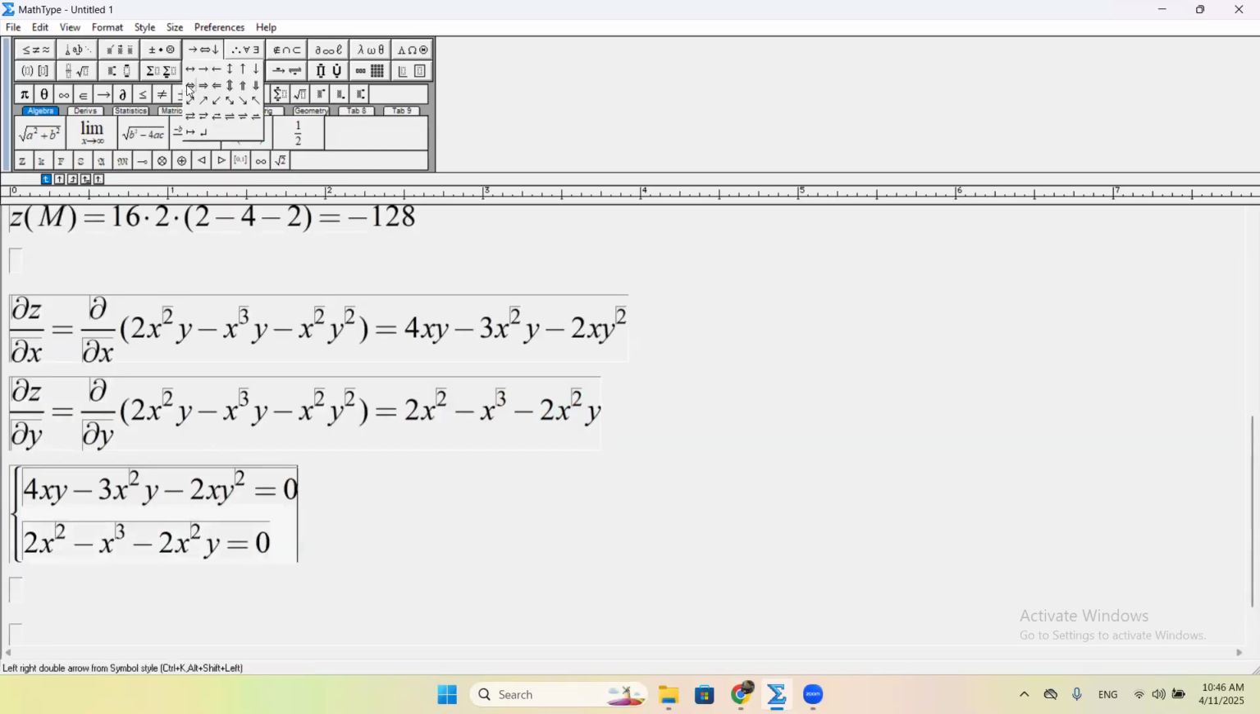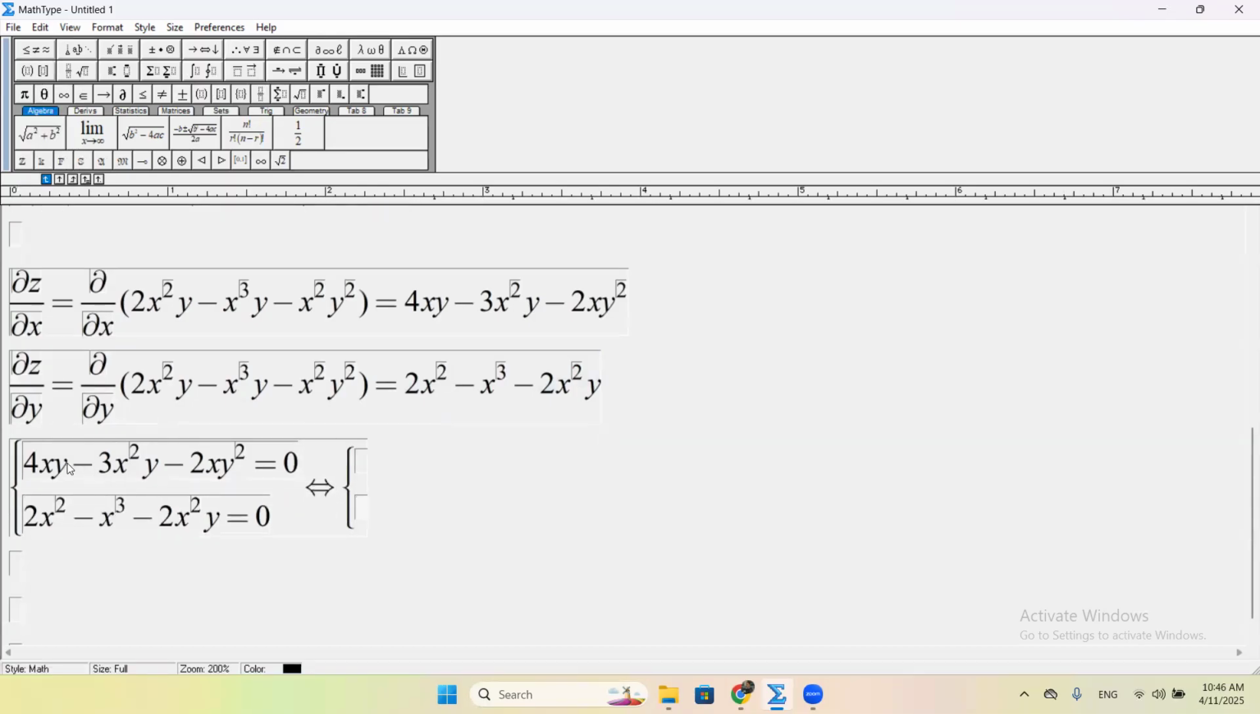So let's simplify something a little bit. So here I can move xy out of brackets. So xy times 4 minus 3x minus 2y.